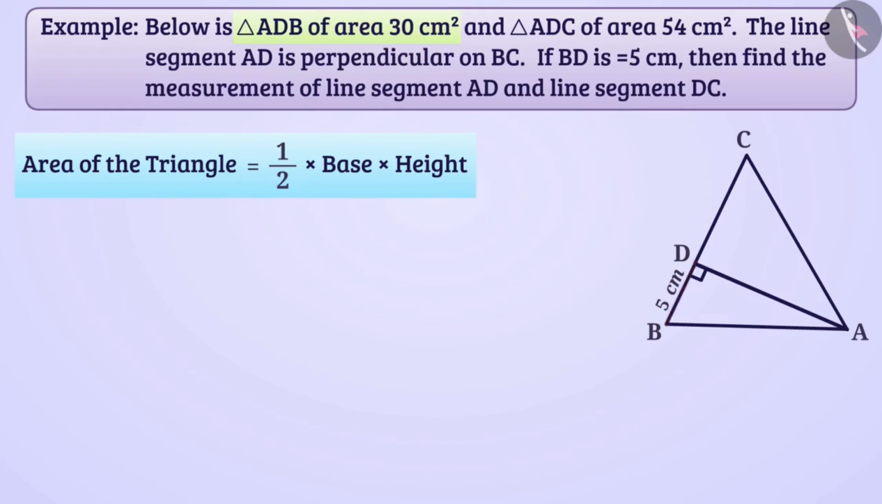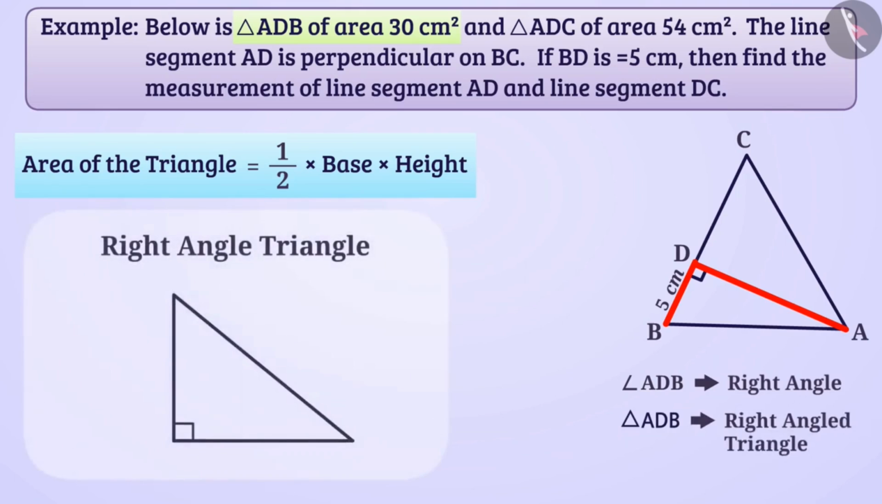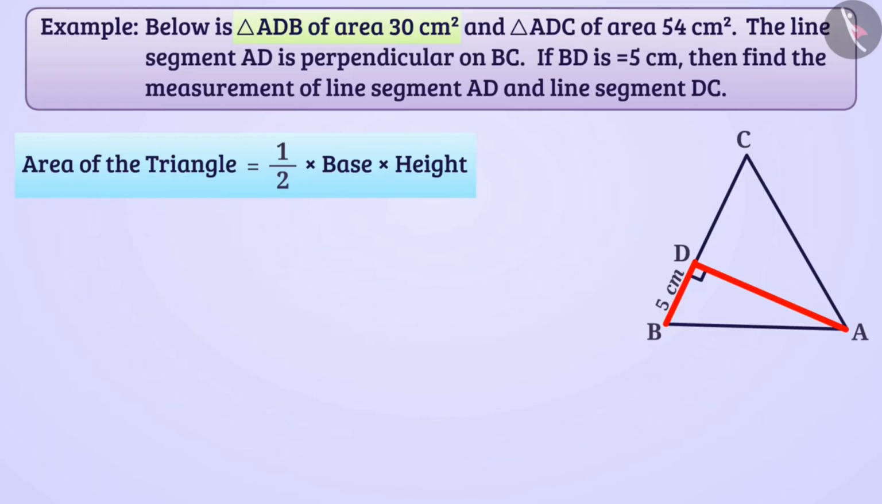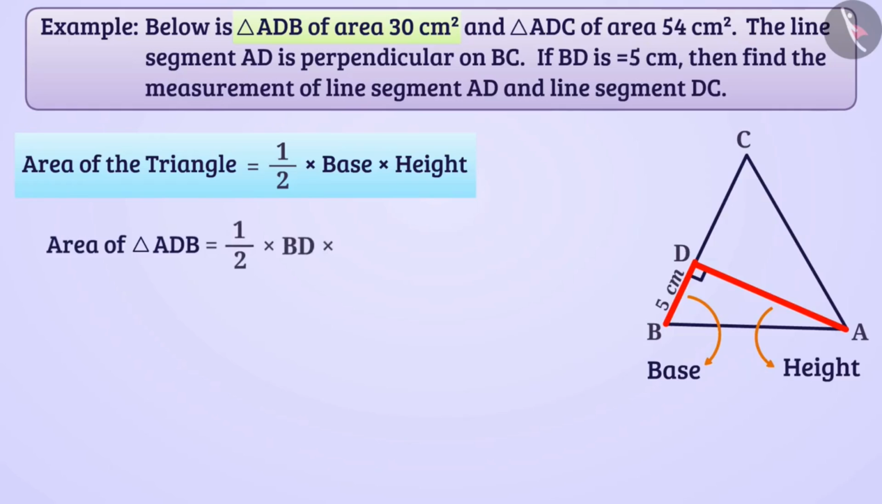Since the side BD and side AD are perpendicular to each other, this means that angle ADB is the right angle. That's why triangle ADB is a right angle triangle. In case of right angle triangle, we can consider one of these perpendicular sides as base and the other side as height. Here we will consider the side BD as base and side AD as height. In this way, we can write area of triangle ADB is equal to half multiplied by BD multiplied by AD.